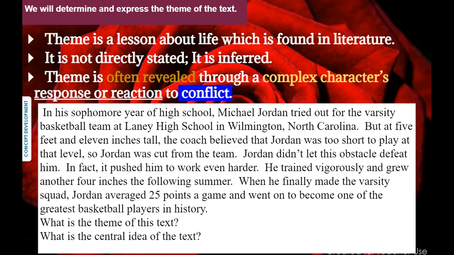Now, let's talk about theme for a minute. Yes, you need to write this down. So, theme is a lesson about life, which is found in literature.